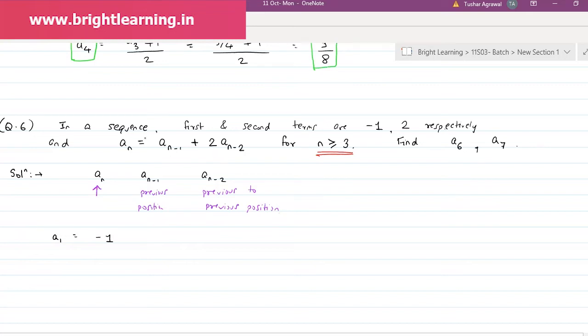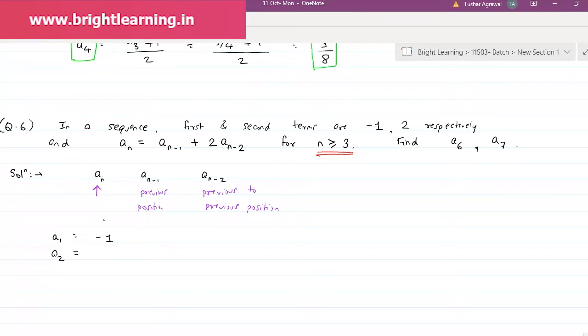If I substitute n equals 2, it becomes a2 equals the previous term, that is a1, okay, that I know, plus 2 times a naught. A naught, sir, is a meaningless term. The 0th term is meaningless. So how to calculate, sir? I cannot calculate a2 by the formula that you have given. So how to calculate a2?